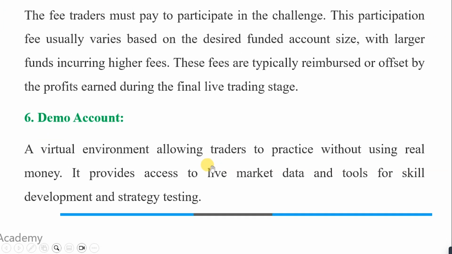So what is a demo account? It's a virtual environment allowing traders to practice without using real money. So it's virtual money.